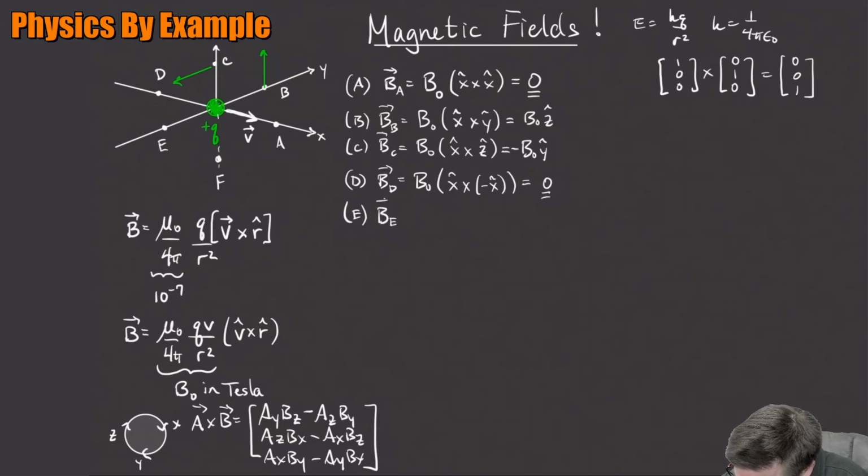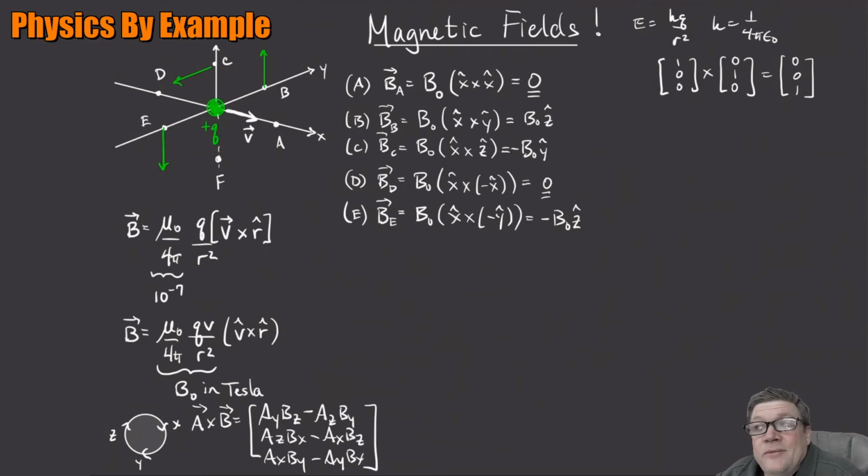So the magnetic field at E, let's see, this is going to be B naught X hat cross. How do I get from the charge to E? I go in the minus Y direction. So we've already done X cross Y, that's Z, and then I got a minus sign, so it's minus B naught Z. Okay, so it's going in the minus Z direction. E.